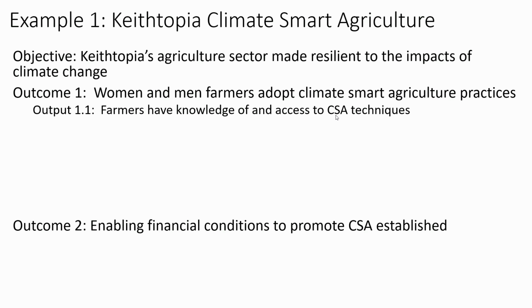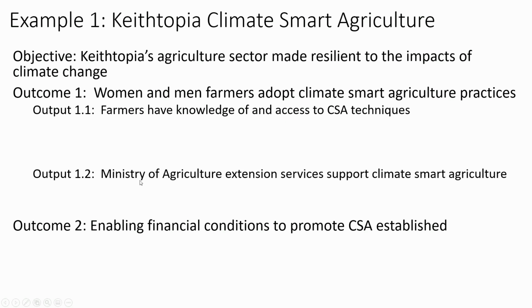So that's one thing I need. Now remember, this is a good or service that I'm providing. The actual behavior change is what? Adopting climate smart agriculture practices. That's the outcome. But in order for that outcome to happen, the farmers need to know about it, right? And they need to have access to the techniques.